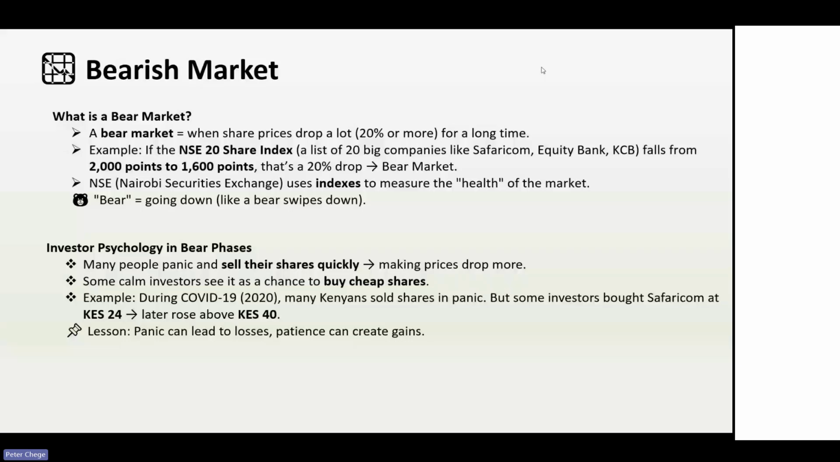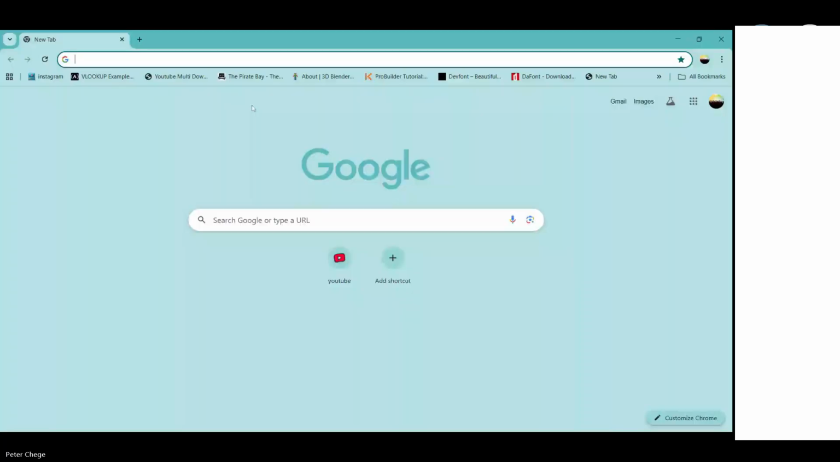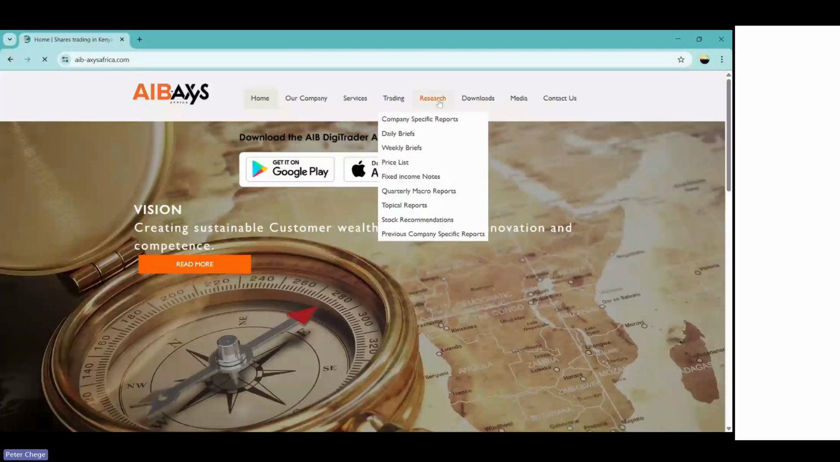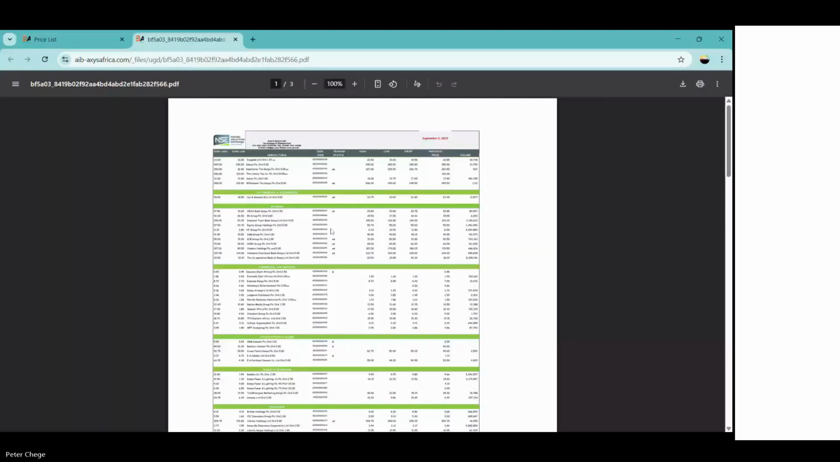Let me just open that. This information is always freely available on the price list. You don't need to struggle getting it. On our website, we usually publish that for free. That is the NSE price list. So you go to AIB, accessafrica.com, then under research, there is a price list. You pick equities, not bonds. Equities are shares. Then let me zoom in. You scroll down to where there is the NSE share index.